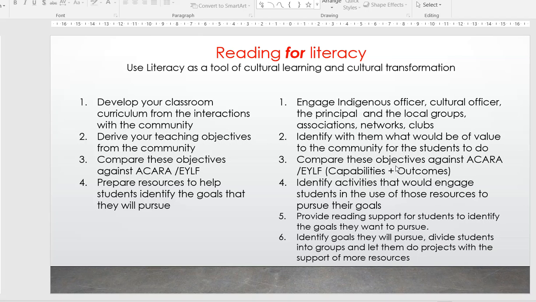And I know that every school in Darwin at least has an indigenous officer or cultural officer. I also know that principals are pretty well connected to the community, and not just principals, our schools are pretty well connected to the community. So we have a number of things in the community. What do we have?